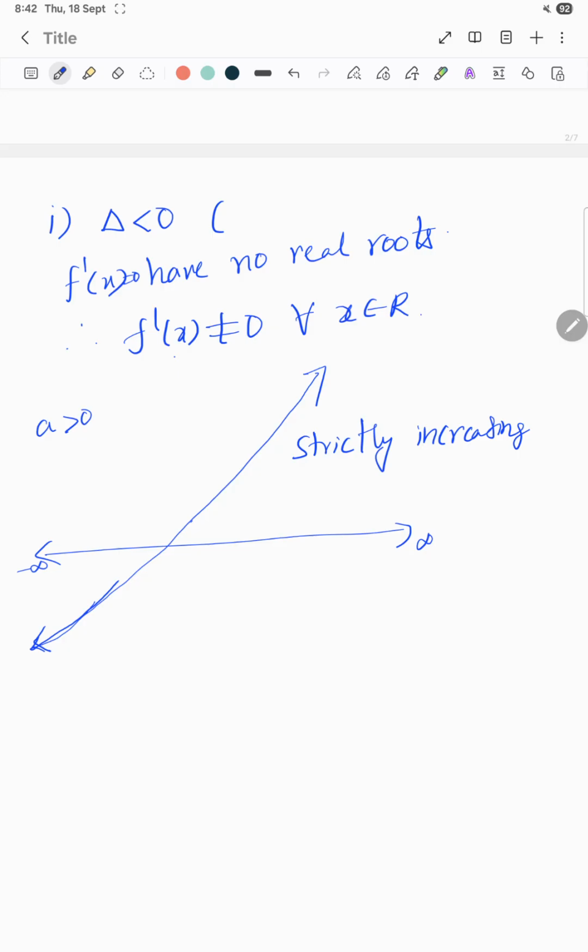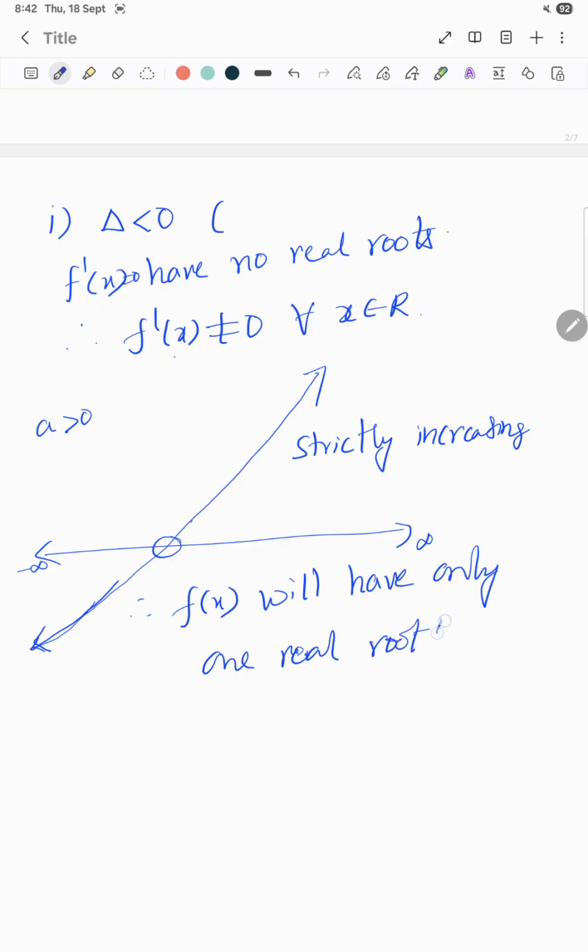Okay, a strictly increasing curve you will be getting. Therefore, this curve intersects the x-axis at only one point. That means f of x will have only one real root.